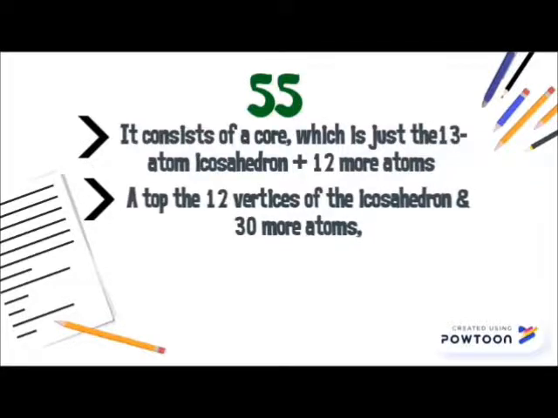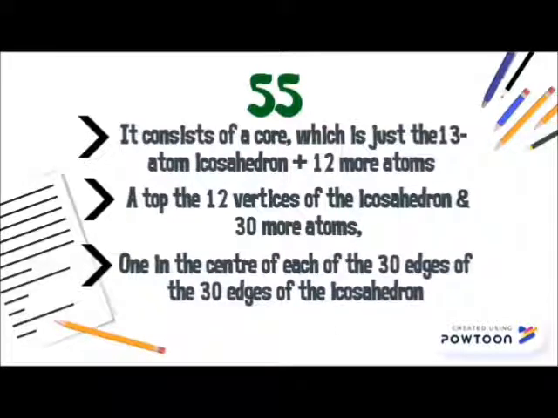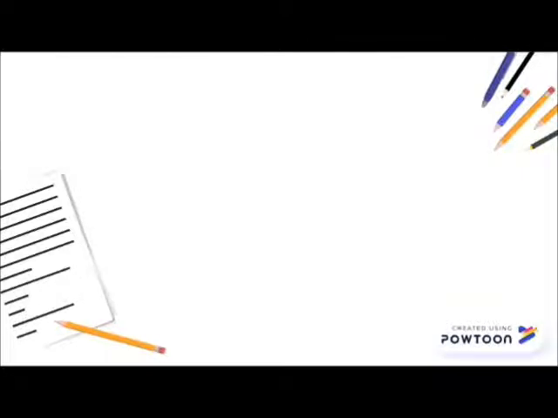Also at the top, there are 12 vertices of the icosahedron, and 30 more atoms. And last but not least, one in the center of each of the 30 edges of the icosahedron. The last part for the icosahedron section is the 147 metal atom cluster.